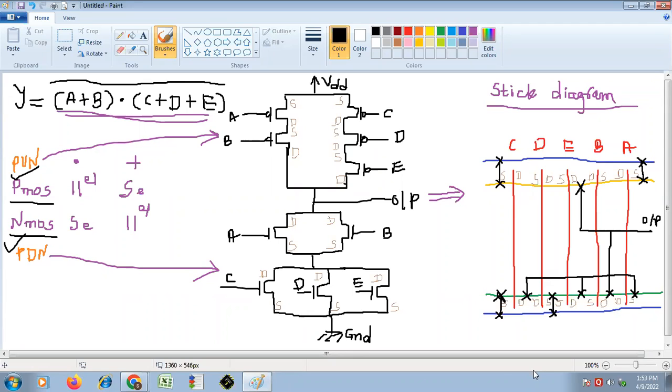So for this lecture, we will stop here. In the next lecture, again, we will continue with one more Boolean equation and its CMOS representation and also its stick diagram representation. And then we will start with the new unit. Okay.